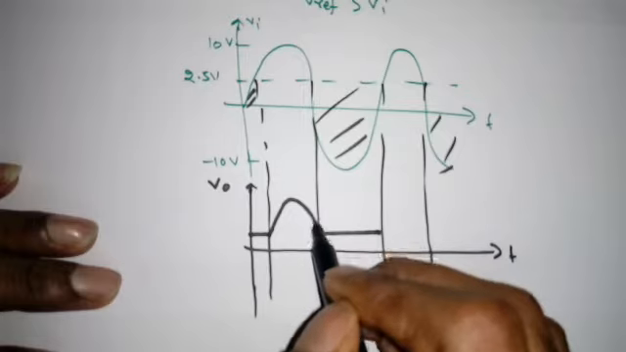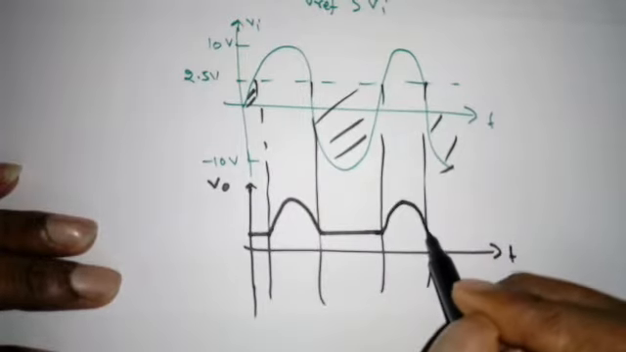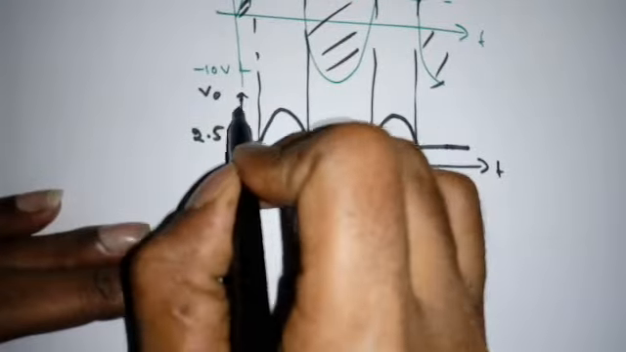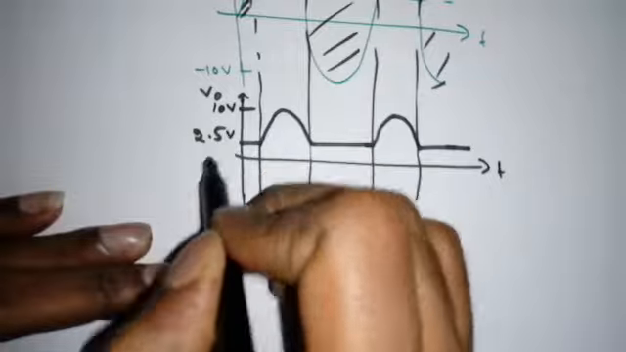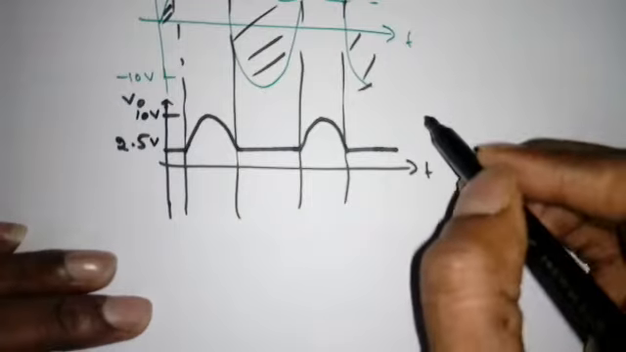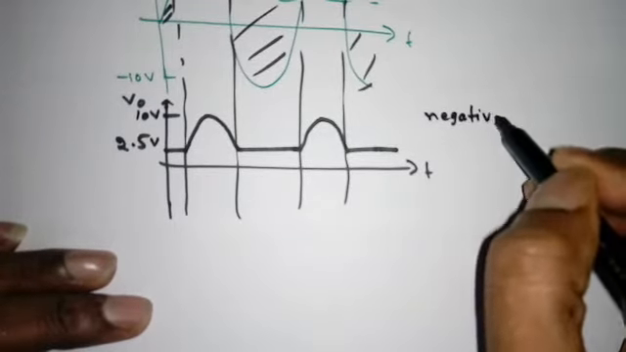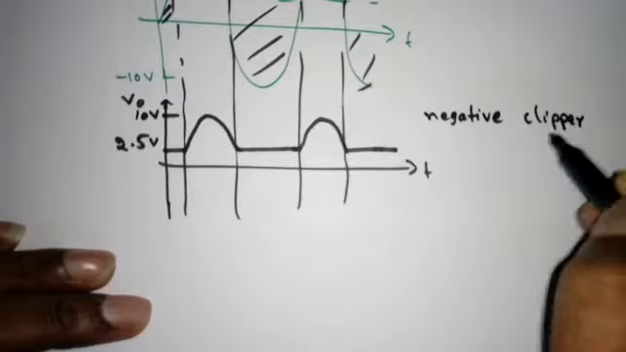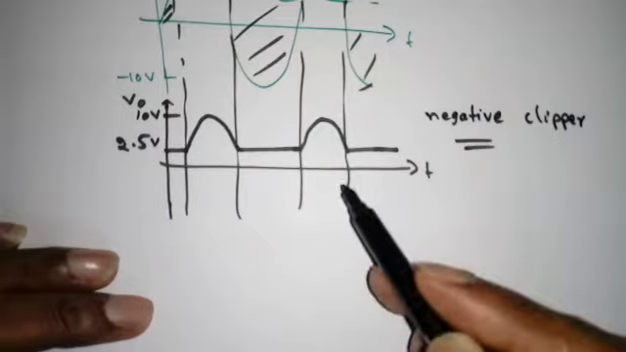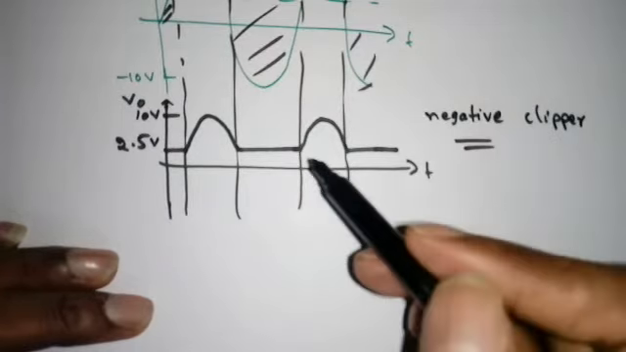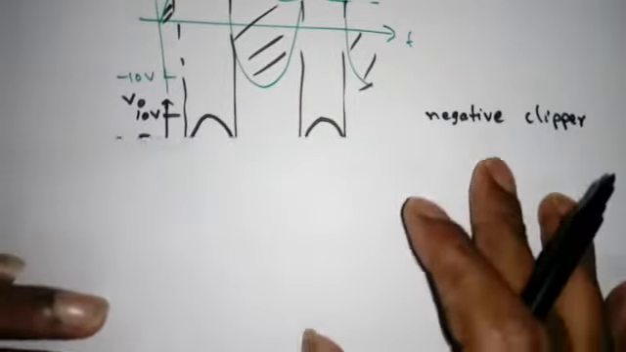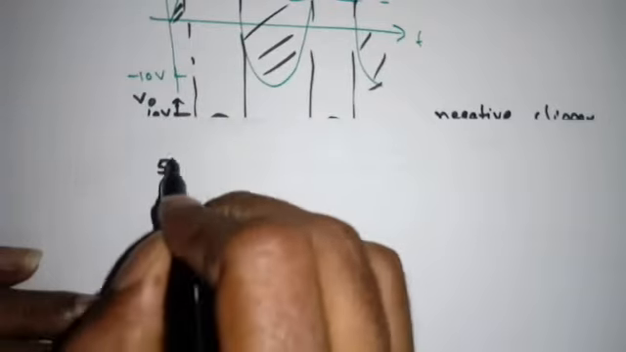Something like this and so on. This is what? 2.5. And what is the maximum value? This is 10 volts, 2.5 volts. Now it is clipping of the negative portion. So what is the name of this clipper? Simply negative clipper. Or if I want to give the full name, biased negative shunt clipper, or we can say negative shunt clipper with a positive reference voltage, etc. Right? If the reference voltage is negative, what is the waveform we will get? We will see. That is the fifth one.